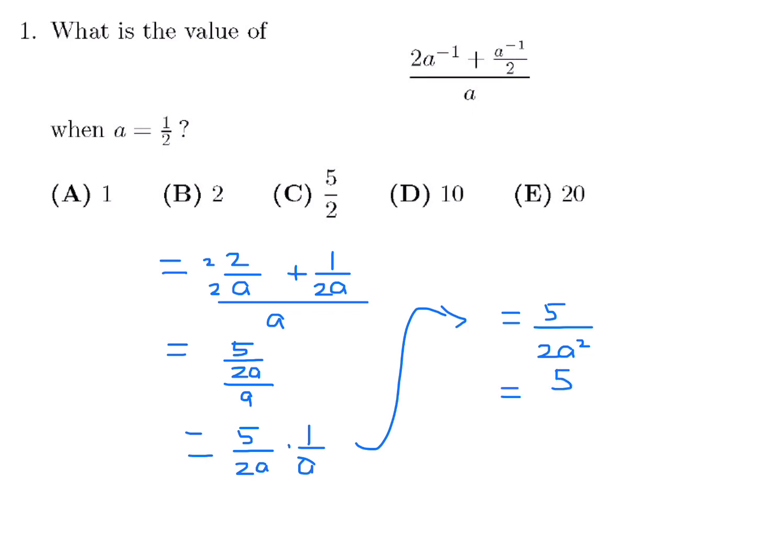And when you do, you get 2 times a half squared, which is a quarter. So invert and multiply, and you get 5 over 1 times 4 over 2. And that looks like it will be 10. So number 1, the answer is D.